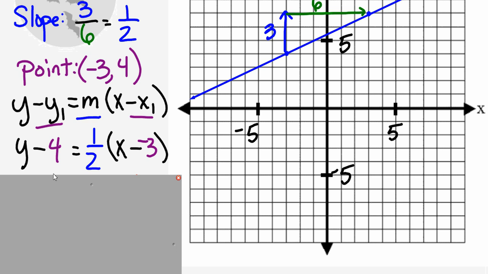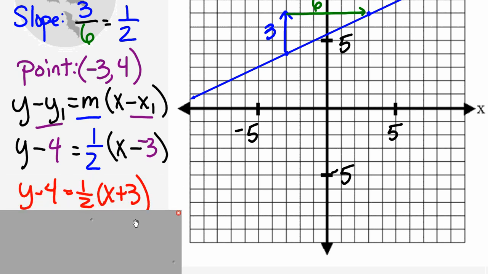y minus 4 equals 1/2 times x minus a negative 3. Well, we know subtracting a negative is doing the opposite, that's adding a positive. So our equation should be y minus 4 equals 1/2 times the quantity x plus 3.